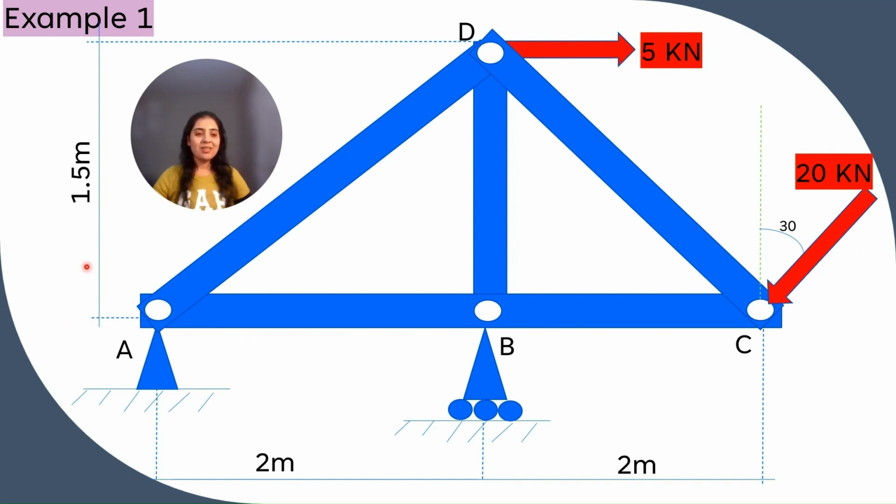So the distances are given. The height of the truss is 1.5 meters and the span of the truss is 4 meters. From that, A to B is 2 meters and B to C is 2 meters. So let's solve the problem.